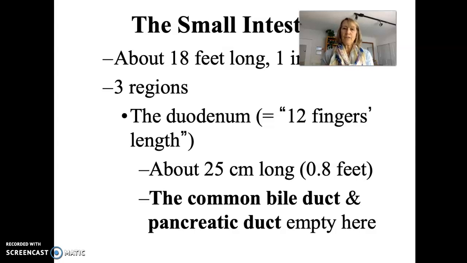Arriving there is very important. It's a common bile duct, so it's going to bring bile to break down substances, fats, and also the pancreatic duct. So the pancreas is going to dump into the duodenum all the enzymes that it needs to do, and bile is going to be dumped into that region. So now we're really working on digestion and absorption.